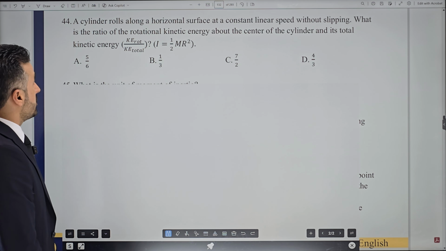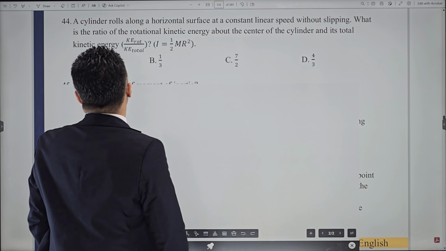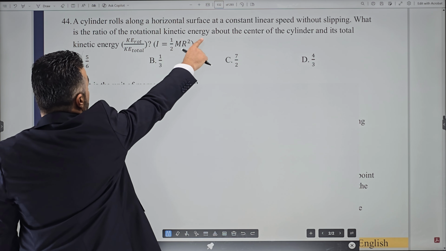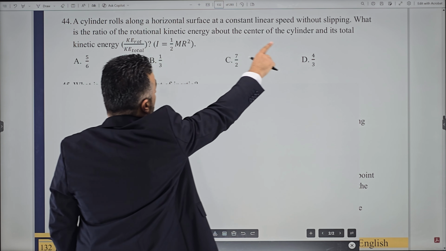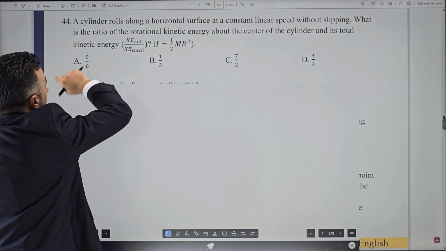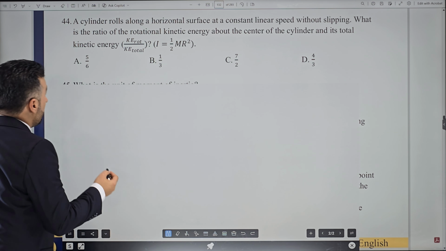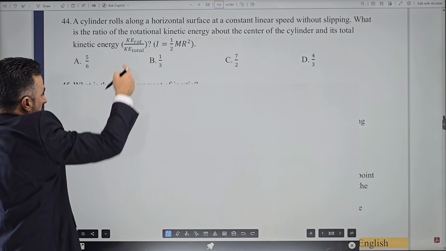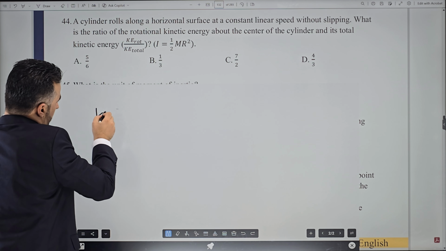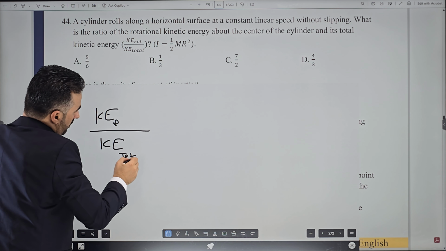It says a cylinder rolls along a horizontal surface at a constant linear speed without slipping. What is the ratio of the rotational kinetic energy about the center of the cylinder to its total kinetic energy? So what do we have? We have a cylinder. Okay. So what is the moment of inertia for a cylinder? You do know that. But remember, it says rotation for the total. Well, that's the rotation for what? For the total. Here's the total.